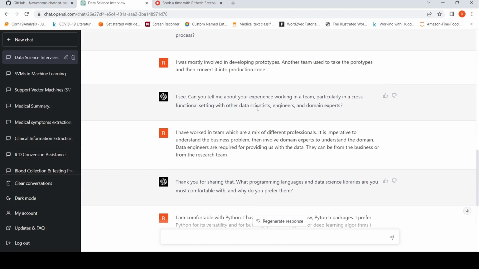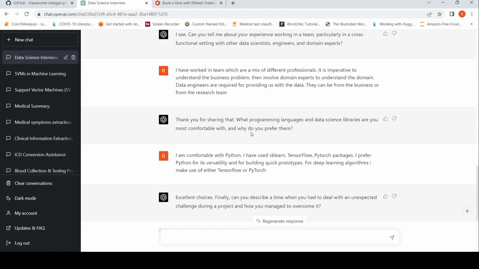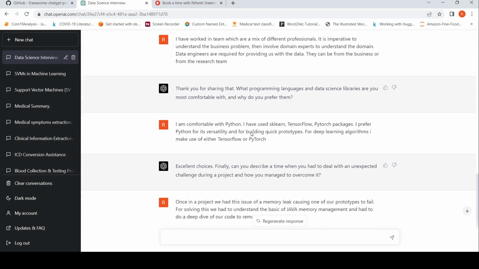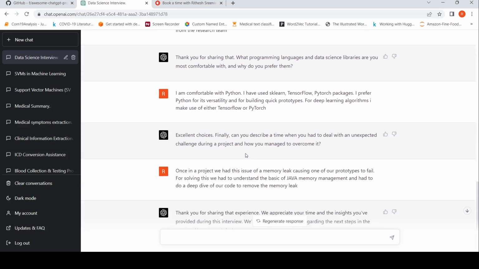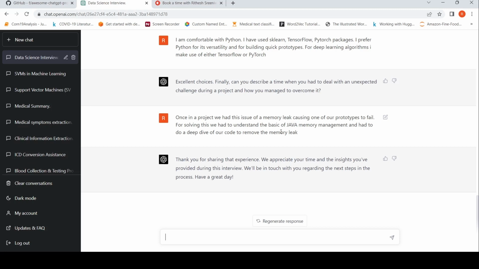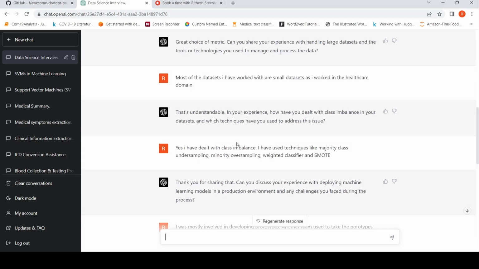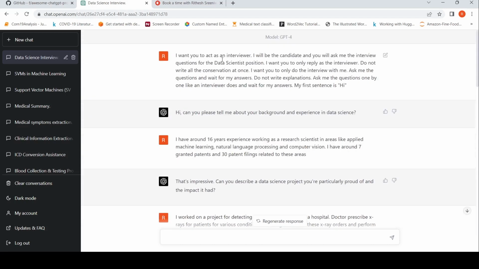So then it asks, how is it working in a cross-functional team? Then I give an explanation. Then it says, what programming languages and data science libraries? I give some examples over here, and then it says excellent choices. Finally, can you describe a time when you had to deal with an unexpected challenge during a project? How did you manage to overcome it? So I give an instance over here, and with this it says, thank you for sharing that experience. We appreciate your time and the insights you have provided during the interview. We'll be in touch with you regarding the next steps. Have a great day.